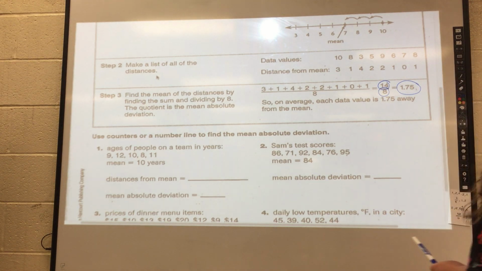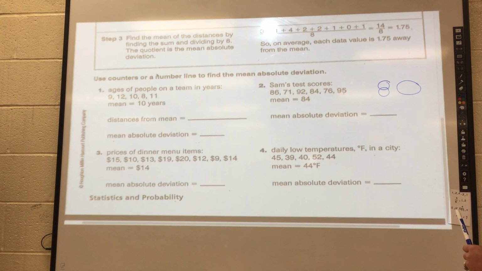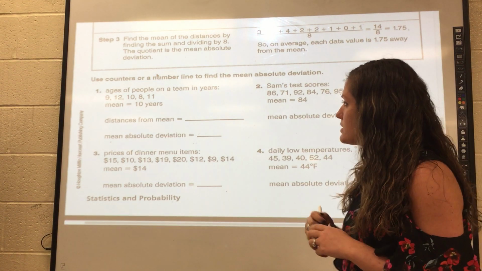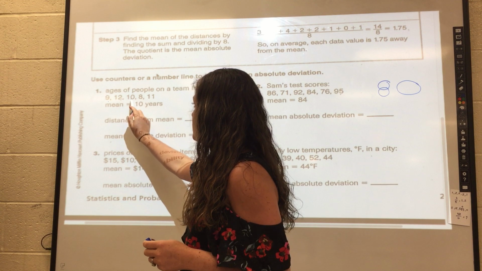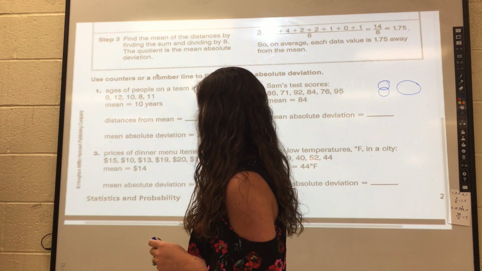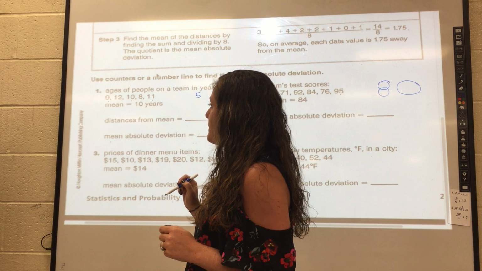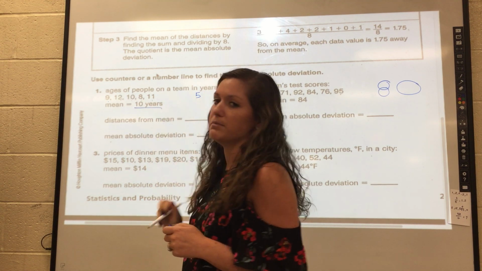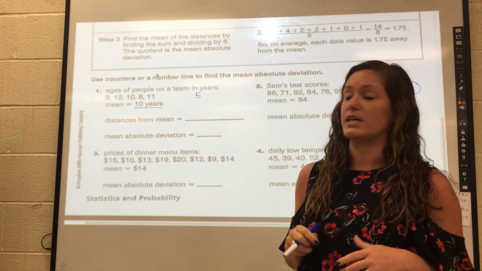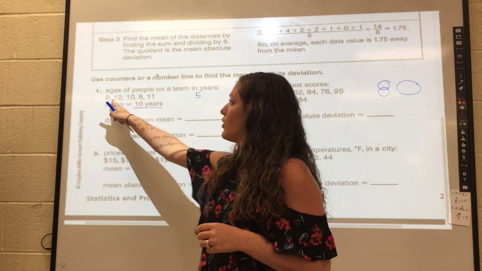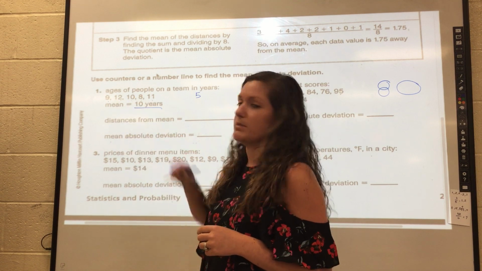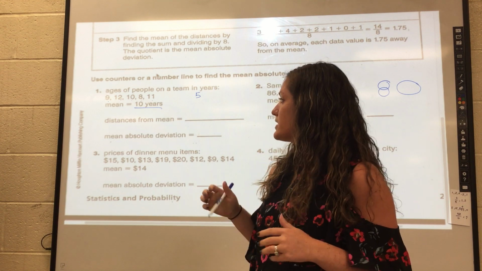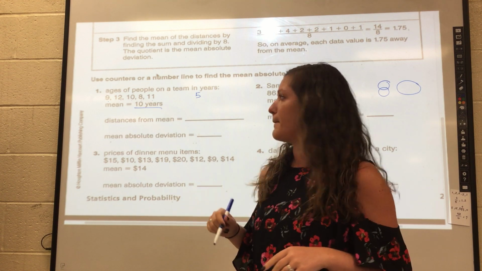So we'll go down here a little further and we'll try a couple. Number 1 here has the ages of people on a team in years. You can see that we have 1, 2, 3, 4, 5 numbers in our data set. Now the mean, if you add those all together and divide by 5, we get a mean of 10. So to find the mean absolute deviation, we need to find the distance that all of these numbers in the data set are away from 10. We're then going to add them up and divide by that 5 the same way we do the mean to get our average, how far away they are from that mean.